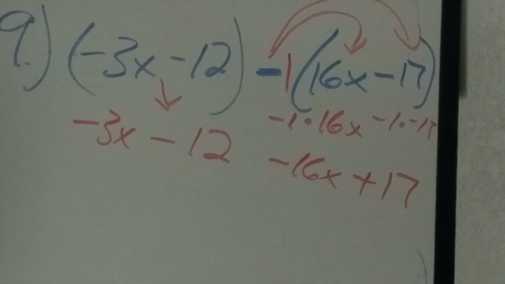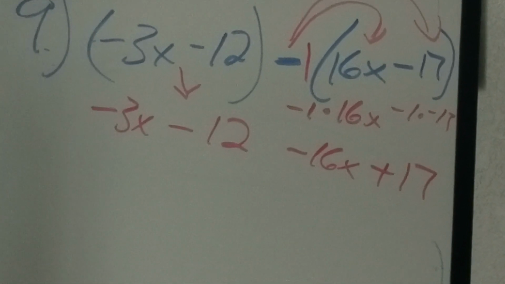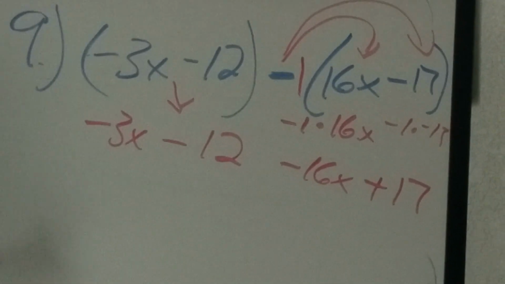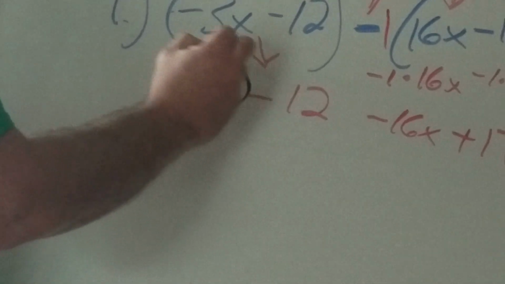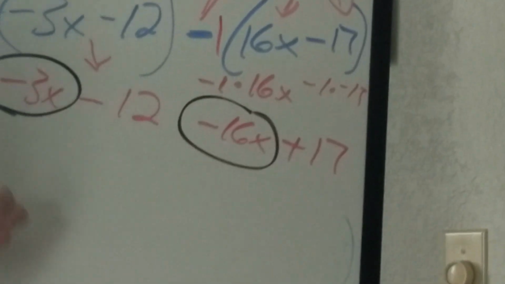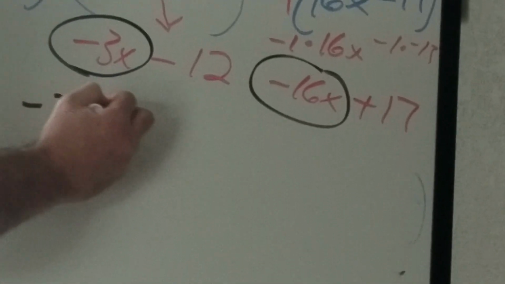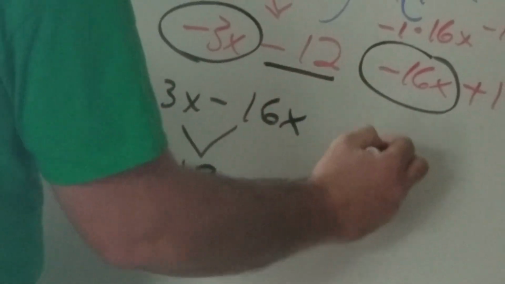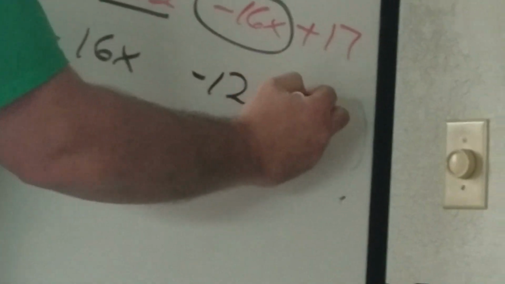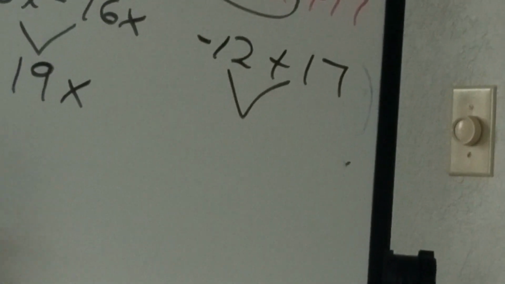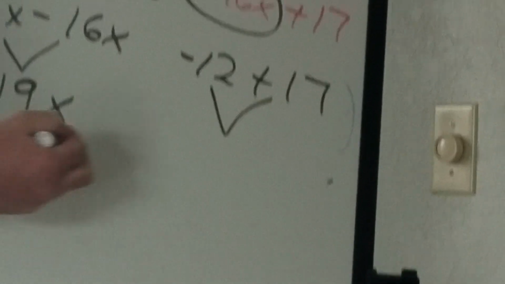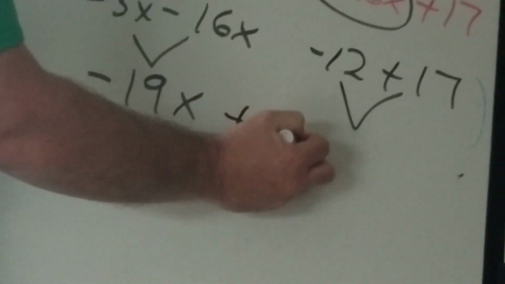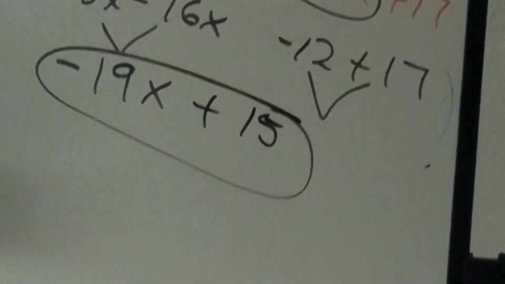Once again, you want to combine your like terms, the things that are the same. Apples with apples, oranges with oranges. So I take the -3x and the -16x. So a -3x minus 16x. Together that makes a -19x. -12 and a +17. Well, if I combine those, 17 minus 12 would give me 5. So there's your final answer there.